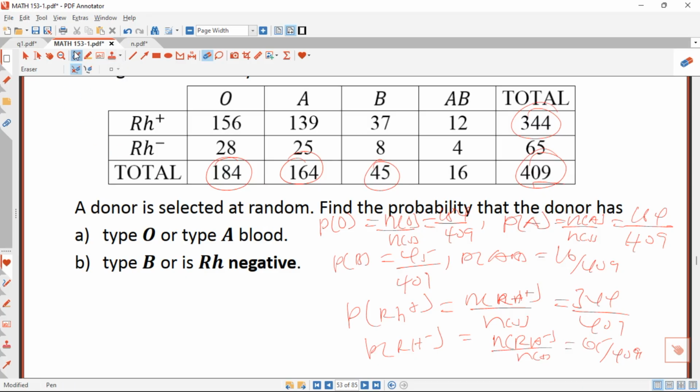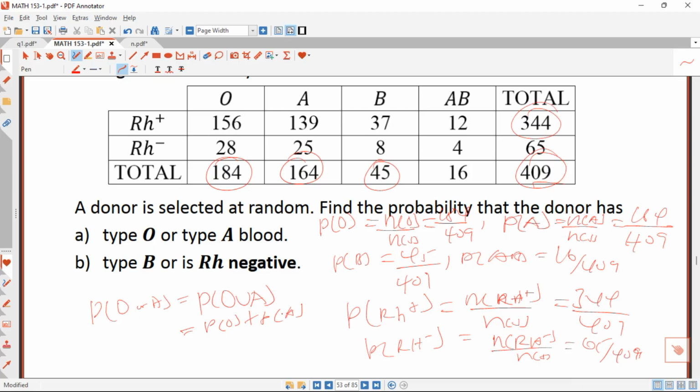So here we are, letting O represent blood group O and A represent blood group A. So we are looking for the probability of blood group O or blood group A, which is given as probability of O union probability of A, right? So this is equal to probability of O plus probability of A.